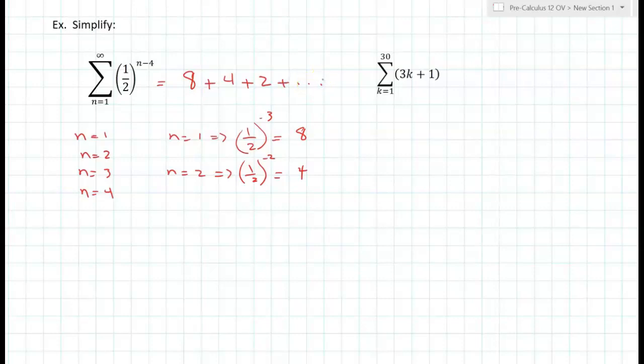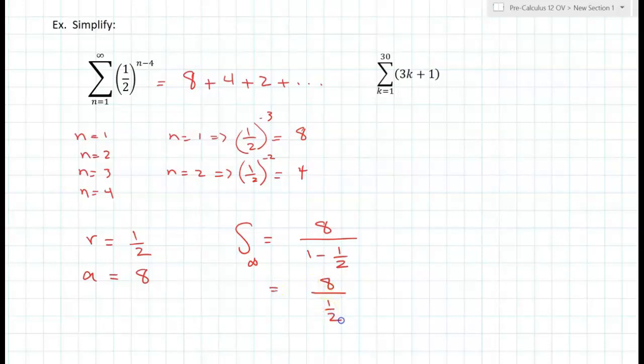Now you're going to go ahead and solve. So what is the ratio? The common ratio is 1/2, so this will have a sum. What is your A? A is 8. Now you put in the values into the infinite geometric series formula, and on top will be 8 over 1 minus 1/2. In this case that is 8 divided by 1/2, and the answer will be 16. Okay, so here is the simplification of the sigma notation.